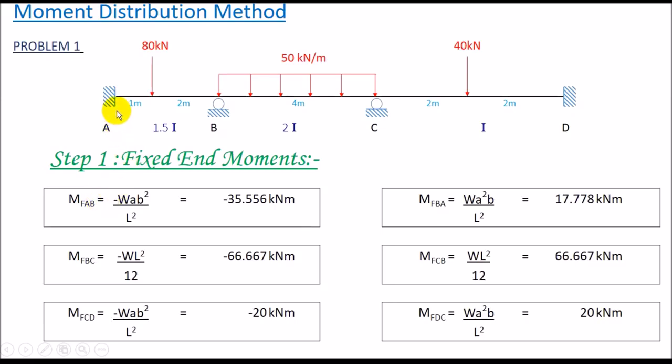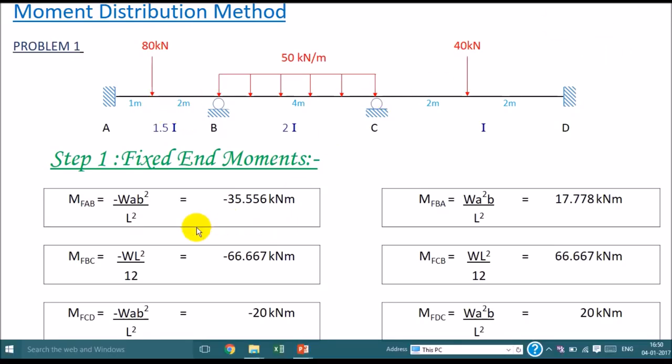MFAB is the fixed end moment at A, and it is given as minus of W a b square by L square, where W is equal to 80, a is 1, b is 2, and L is 3. So we get minus 35.556.